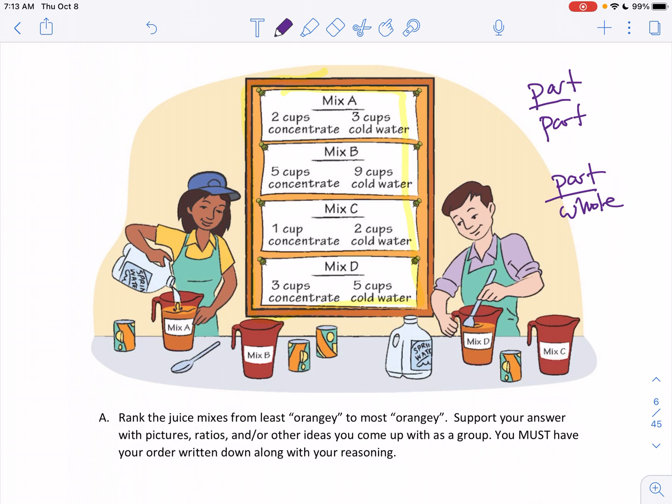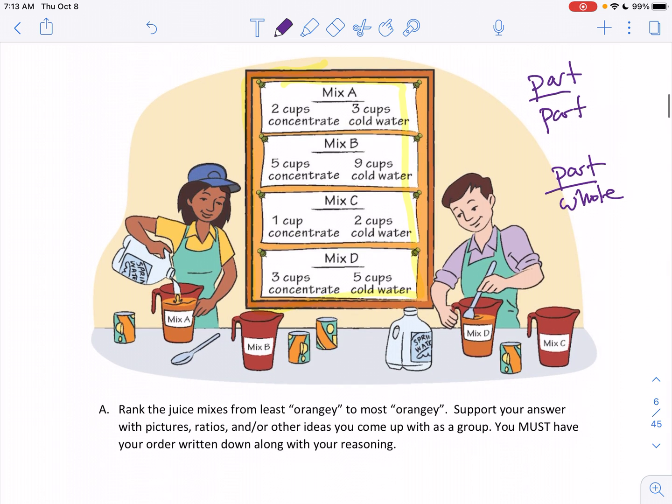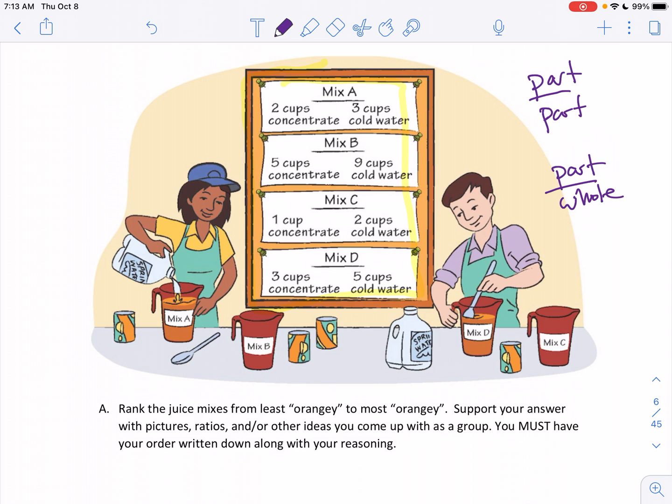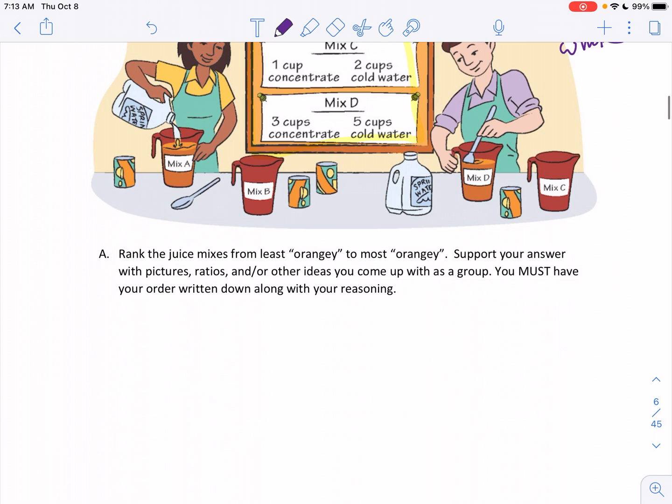Okay, so we're back. So hopefully you came up with a strategy, and if not, I'm going to share one strategy with you. So I'm going to be making some part-to-whole ratios here. So mix A, because I want to think about which is the most orangey, I'm going to focus on concentrate to whole. So that means that I have 2 cups of concentrate over 5 total cups. So I'm going to write 2 concentrate, or 2 CON for con, and then 5 total, tot.